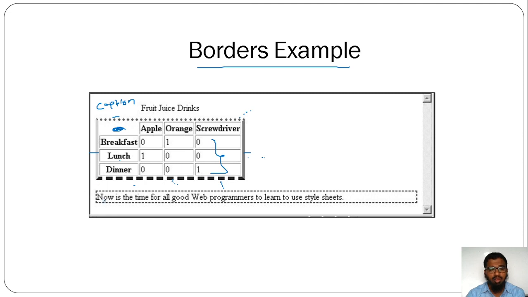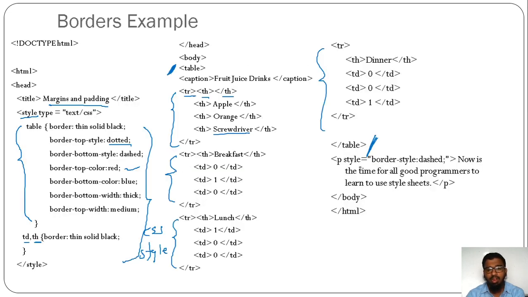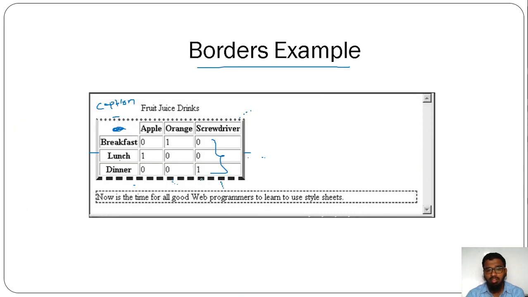Next, I am applying a style to a specific paragraph, P style. P style equals border-style dashed. Dashed means like this, a dashed border.